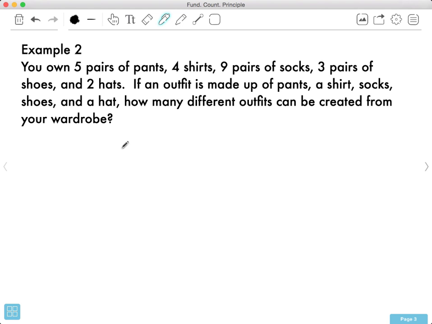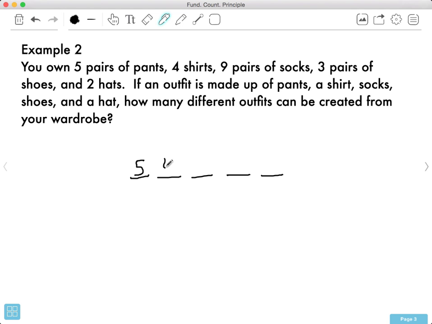So the question is, is there a set of groups here? And there is. There's pants, shirts, socks, shoes, and hats, which is 5 different groups. And you're going to pick one thing only from each group. That's how you know it's a fundamental counting principle question, when you're picking one thing from a number of different groups.